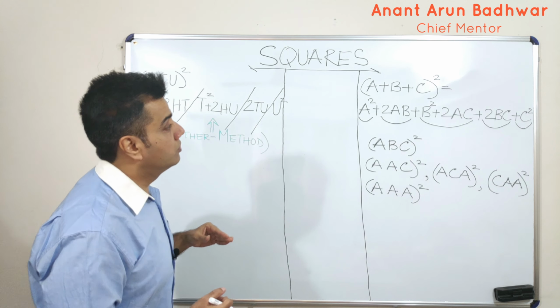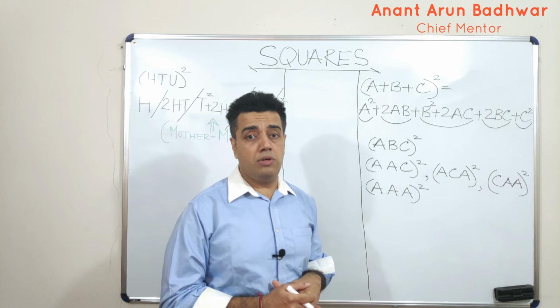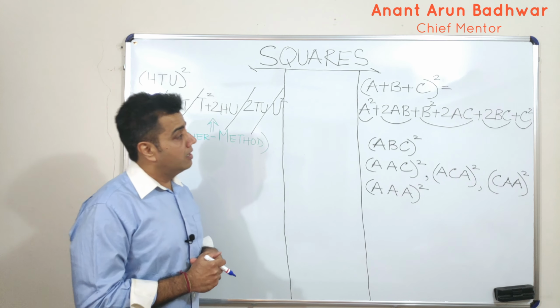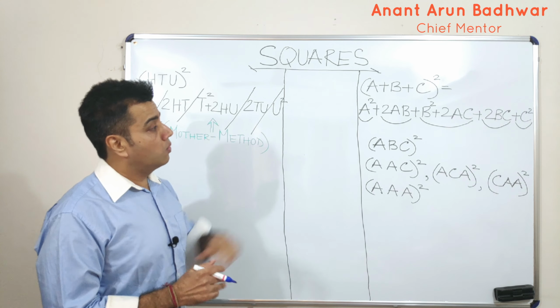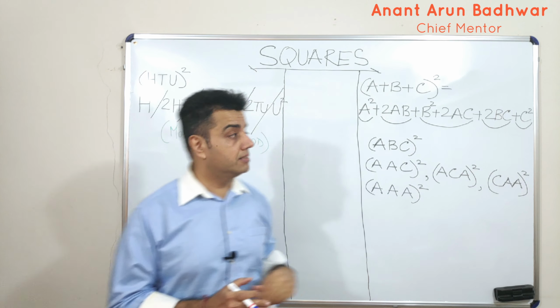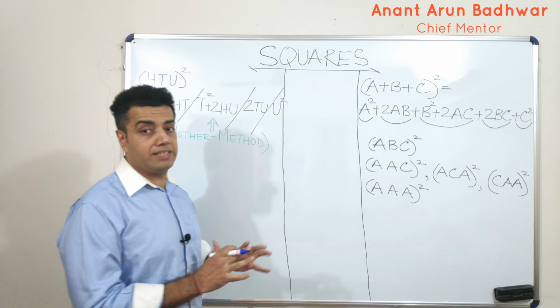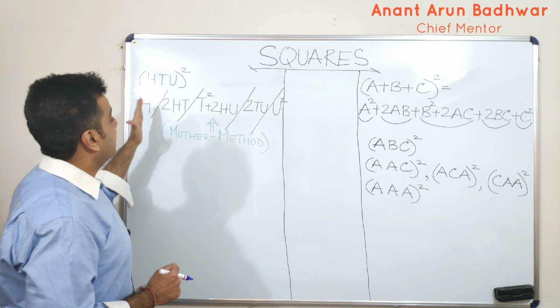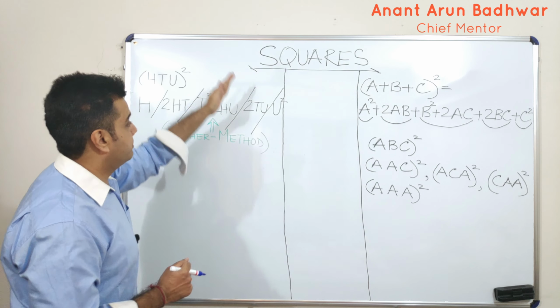Now while doing so, how many terms are we getting here? We are getting 1, 2, 3, 4, 5, 6. We are getting 6 terms here. But when I'm talking about a perfect square here, I need to understand that these are the lines of separation.